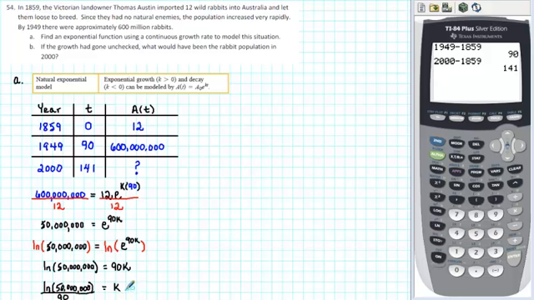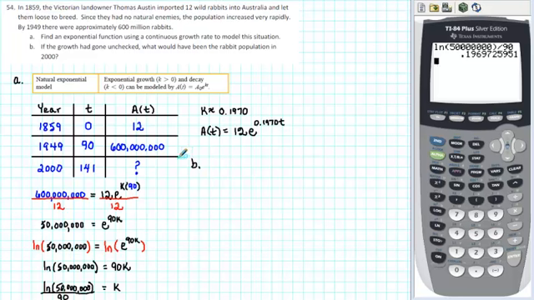We use our calculator to evaluate this expression. We find that k is approximately 0.1970. We substitute this value of k into the natural exponential model to get our exponential function. So the exponential function that models this situation is A(t) = 12 e^(0.1970t).